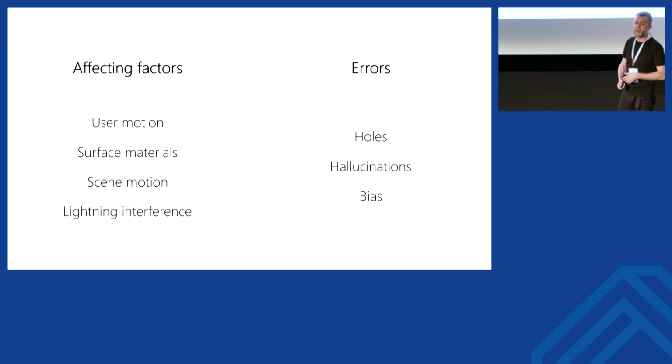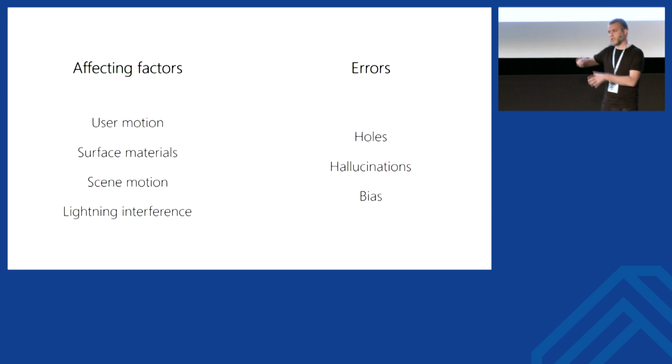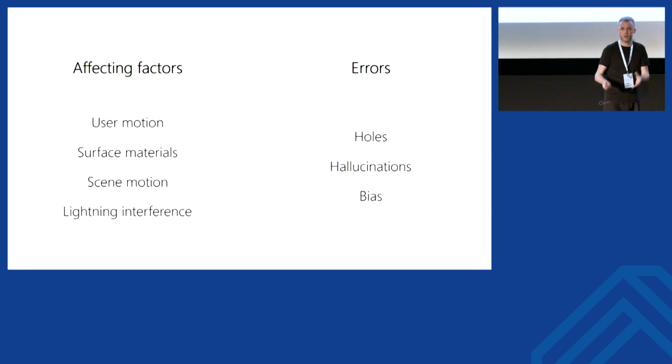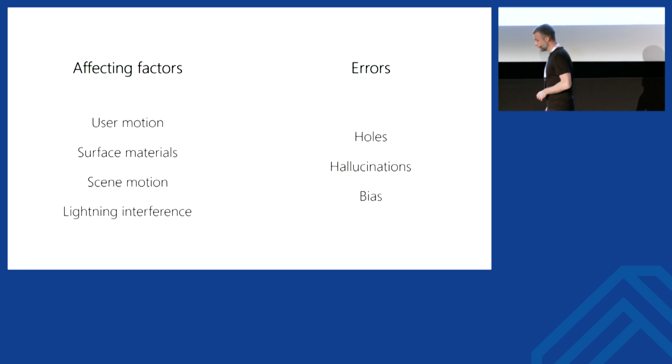We have seen the mesh of his person, and then he walked away, and that mesh was there for several seconds still. So that was the hallucination, because there was no corresponding object for that spatial mesh. And also biases. This is where we have mesh which is not well aligned with the physical surface.